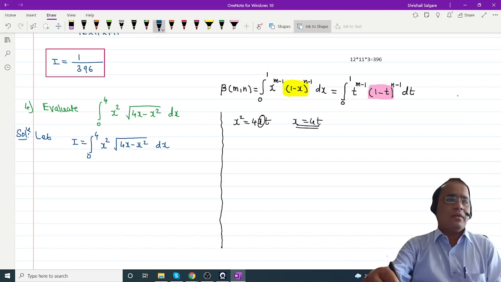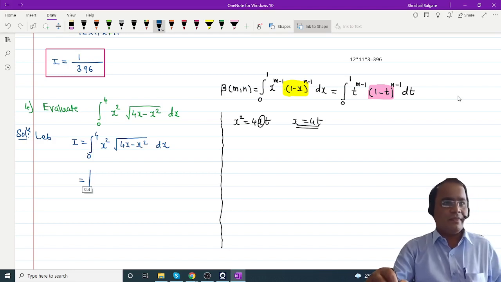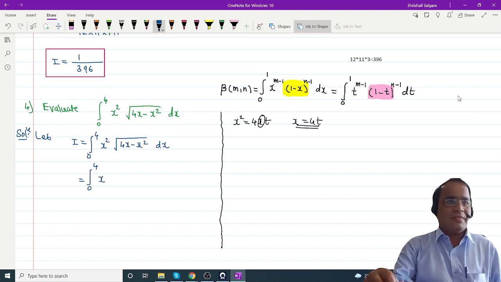Prerna, yes, continue. Sir, we have to simplify first, under root 4x minus x square. I will try to simplify this, then apply x is equal to 4t. Very good, yes. So here I will take x as common for the radical, and the remaining comes as 4 minus x. Your substitution is correct, but how to guess, that is the question.